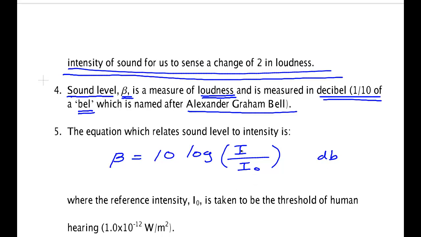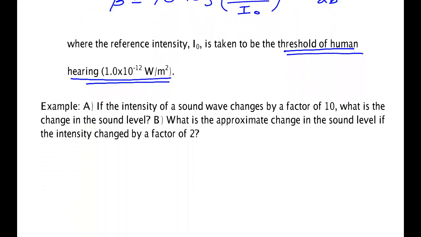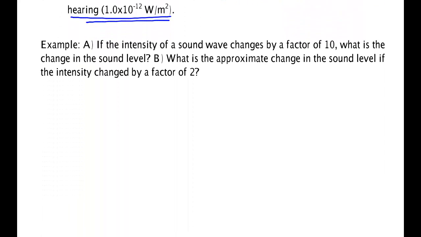Now, if you're just looking at relative intensity, it's twice as loud or something, you just take the ratio of the intensities. If you want to give it an absolute scale, we need a reference, and that reference is usually taken to be the threshold of human hearing, which is the lowest amount we can hear, 1 times 10 to the minus 12 watts per meter squared. So let's do an example problem. If the intensity of sound wave changes by a factor of 10, what is the change in sound level? Well, we already know the answer to that, we think, so let's see what that happens.